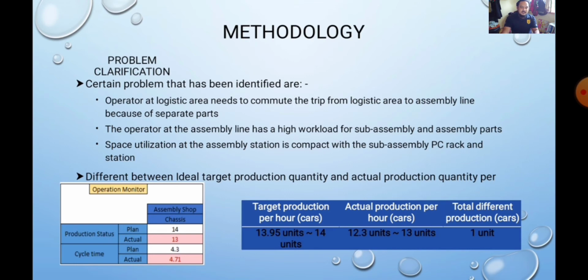So based on the table at the left, this is the current operation monitor for the chassis line at the assembly shop. The actual cycle time at the chassis line exceeds the target cycle time, which means the target of production cannot be met. Okay, next we go to the root cause analysis.